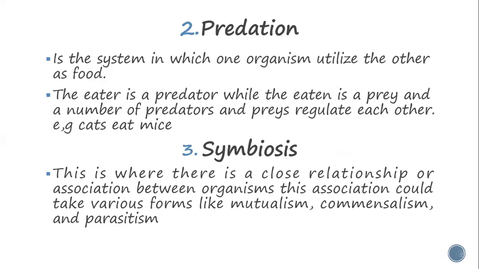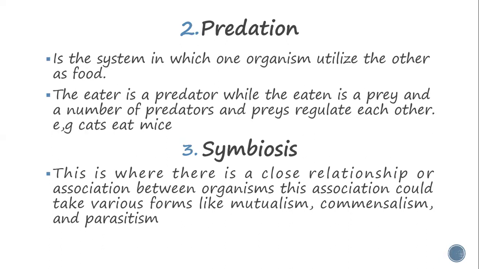The other one is predation. Predation is another form of interaction among organisms, whereby one organism consumes the other organism as food. The eater is the predator, while the eaten one is the prey. A number of predators and prey regulate each other accordingly throughout the ecosystem. Take an example: the cats eat the mice.